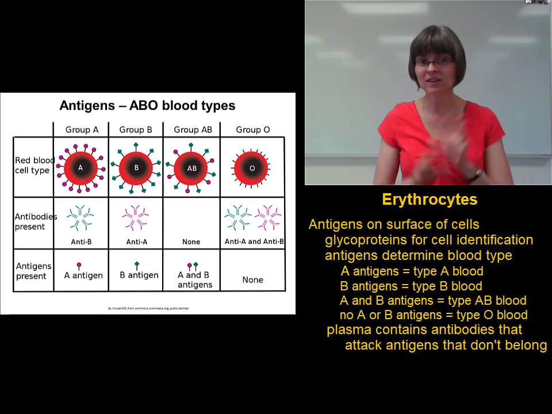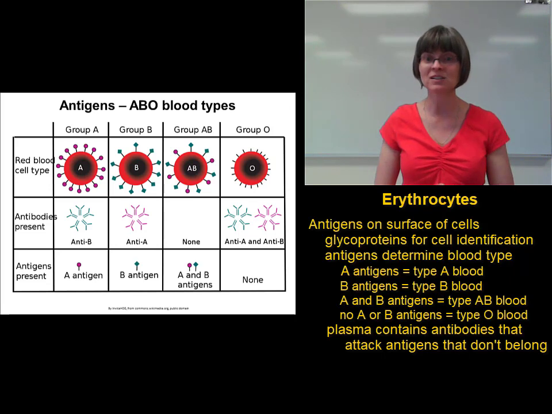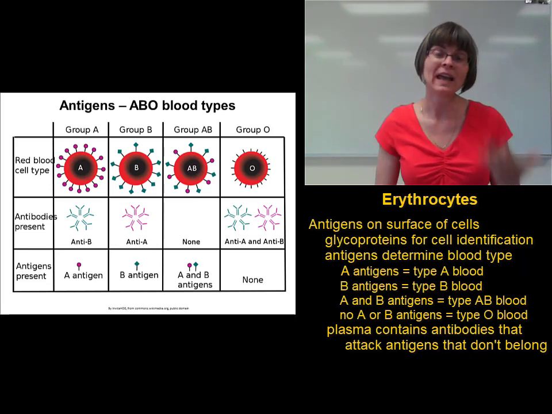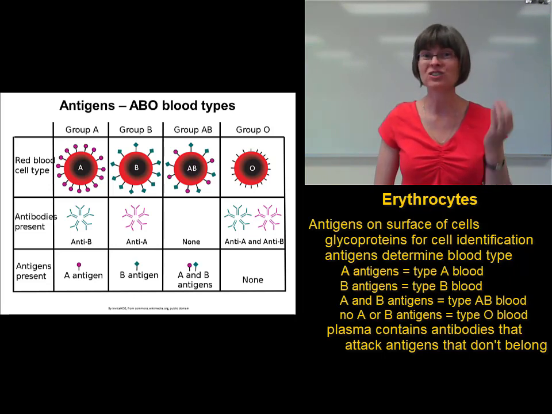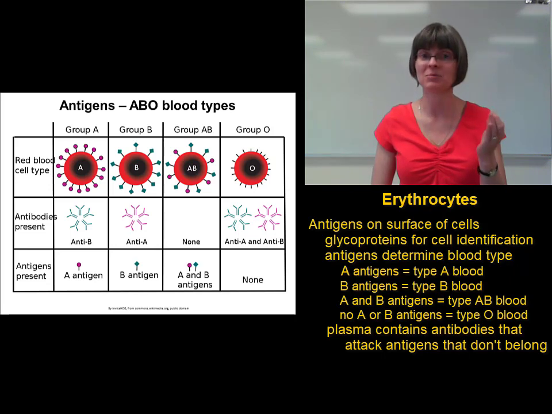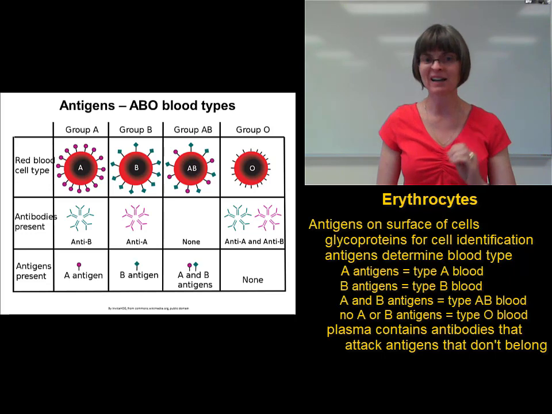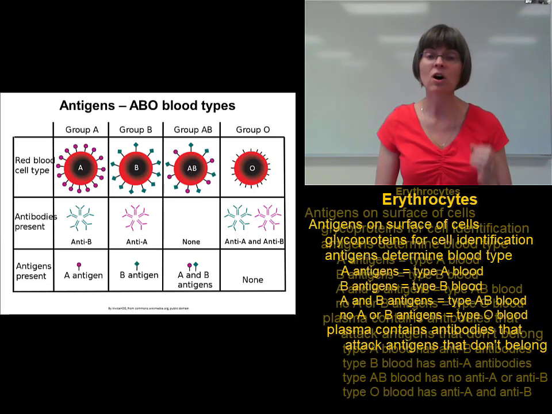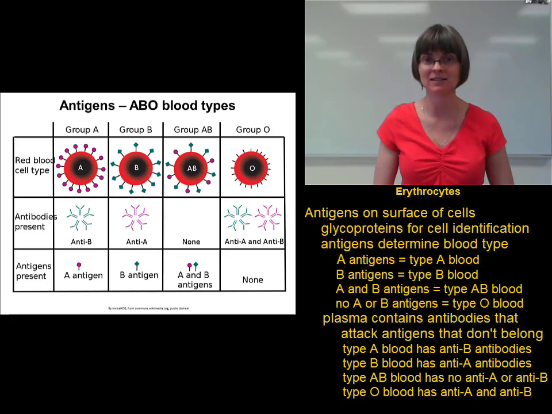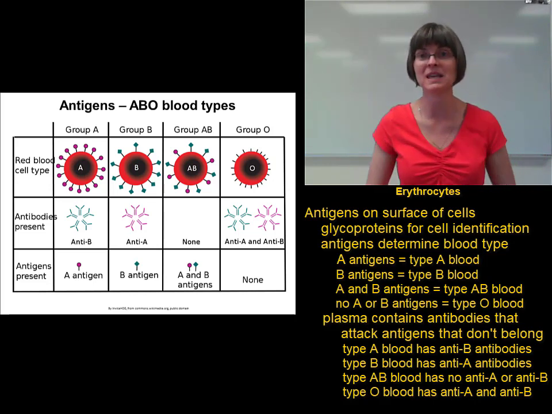So let's take a look at these same blood groups again, and this time look at the antibodies that are present. If someone has type A blood, what antigen belongs? A. What antigen does not belong if you have type A blood? That's right, B doesn't belong. So you will make antibodies that will bind to and destroy the B antigen. We call those anti-B antibodies, kind of like anti-aircraft missiles destroy aircraft. Anti-B antibodies destroy cells with the B antigen.